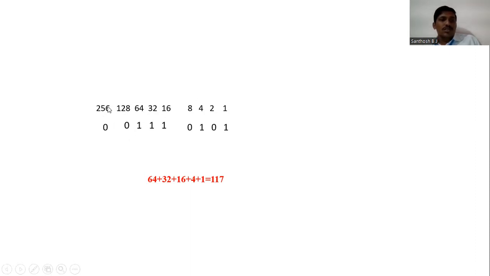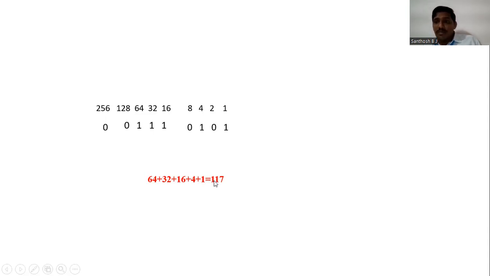So here 0, 0 is no calculation. 256 also 0, 128 also 0. In the 64 position bit 1 is there, so that value will be present. So write 64 here. 32 also 1, yes, write it here, 32. And 16 also 1, write it here. 8 once again 0, neglect it. 4 only 1 is there, so we can copy 4. And 2 is also 0, no need to take. 1, yes, that bit is present, so 1 we take. So add 64 plus 32 plus 16 plus 4 plus 1.